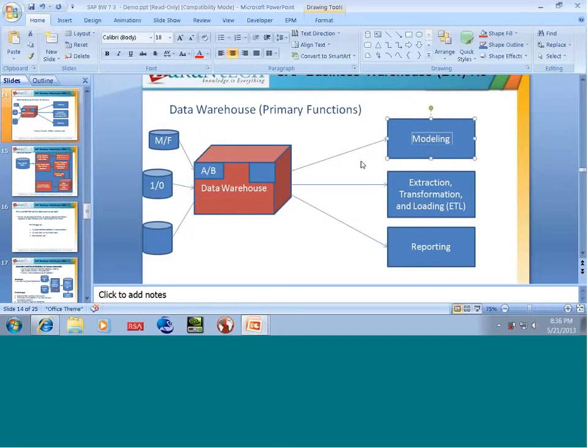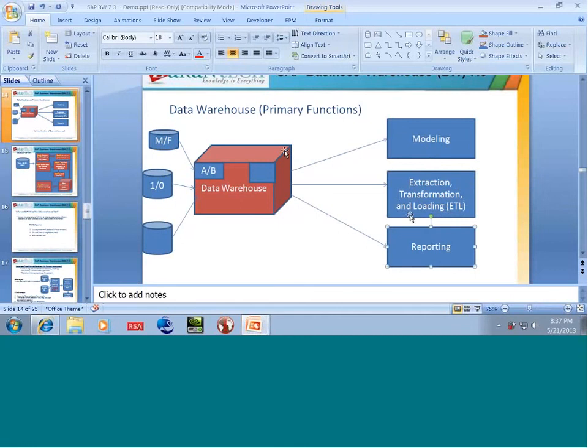Any data warehousing tool should be able to provide us data modeling functionality, which is designing the end state: how we want to store the information in our data warehousing system, getting the data from multiple sources. Once we have designed it, how do we extract, transform and load the data into the data warehousing system? So it should be able to provide modeling capabilities, and it should be able to provide ETL capabilities.